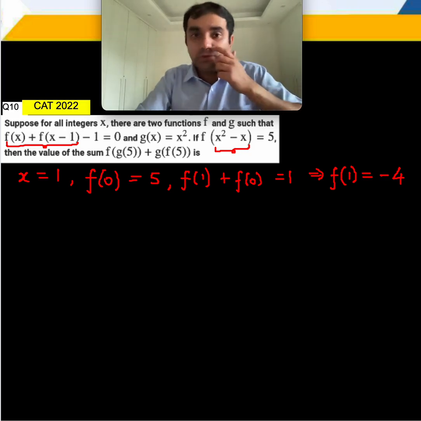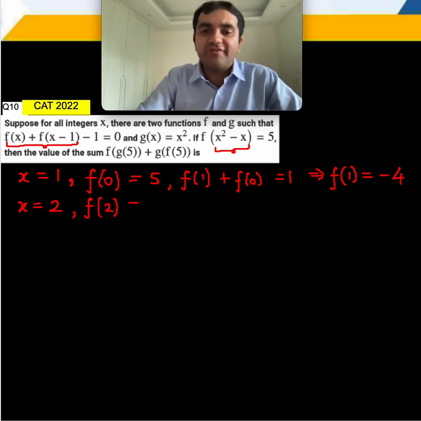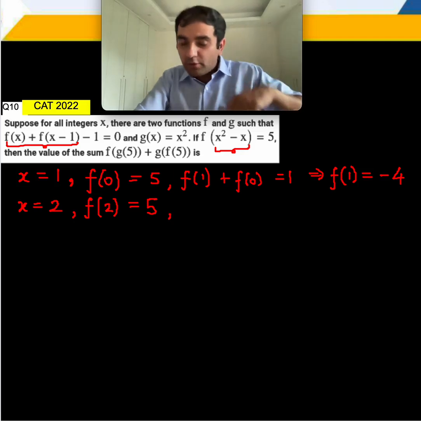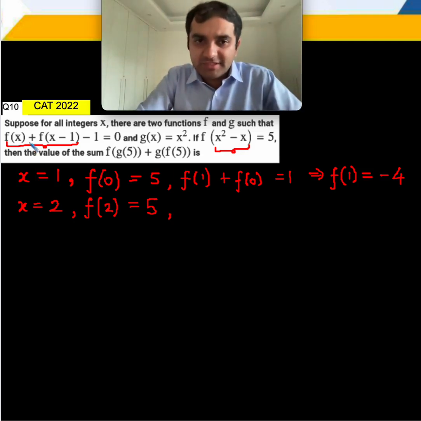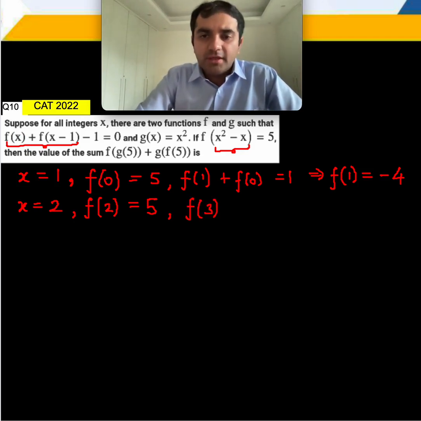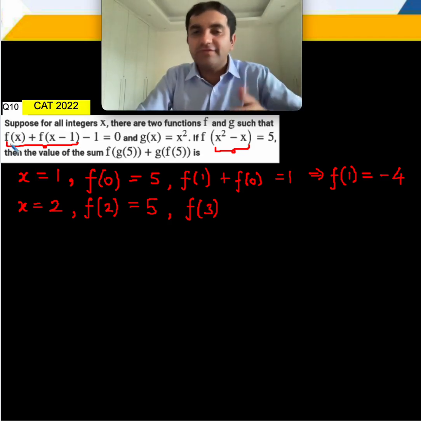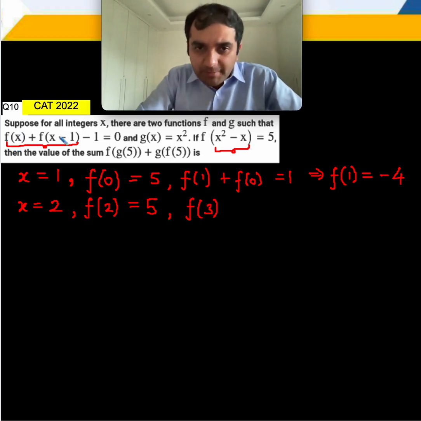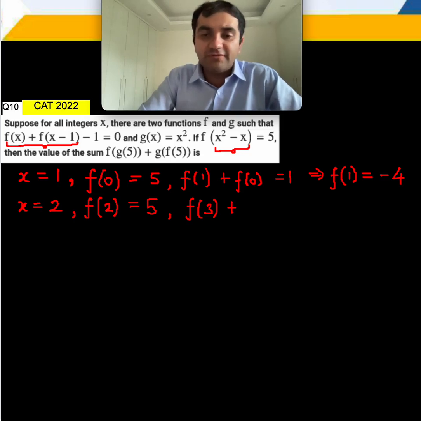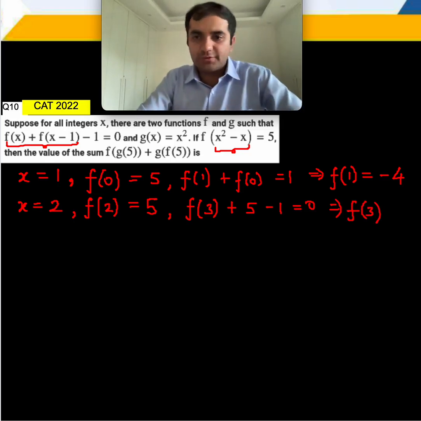अब मुझे f of 2 निकालना है. Let me put x equal to 2 over here. So 2 square, 4 minus 2, 2 आ जाएगा. So now f of 2 directly turns out to be 5. ठीक है. Now I want to find out f of 3. So for that, let me substitute x equal to 3 over here, because मुझे f of 3 चाहिए. f of 2 तो मिल चुका. So f of 3 plus f of 2, which is 5, minus 1 is equal to 0. So 5 minus 1, 4. तो आपका 5 minus 1, 0. So f of 3 turns out to be minus 4.